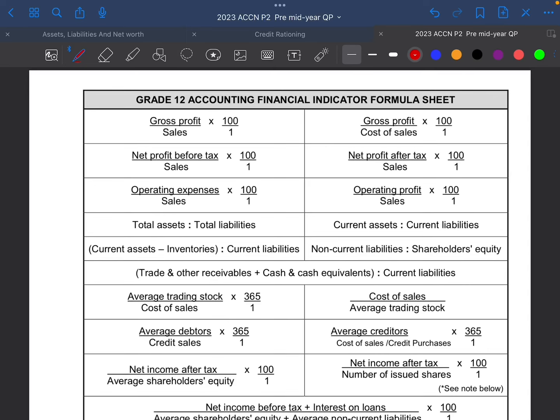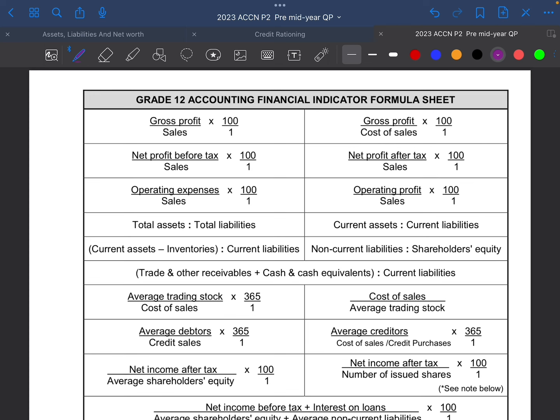In this video, I'll just be explaining and going through the data of the accounting financial indicator formula sheet, just to show you guys how to maximize your marks whenever you are required to complete any questions that are based on your formulas. So the very first one is gross profit over sales.